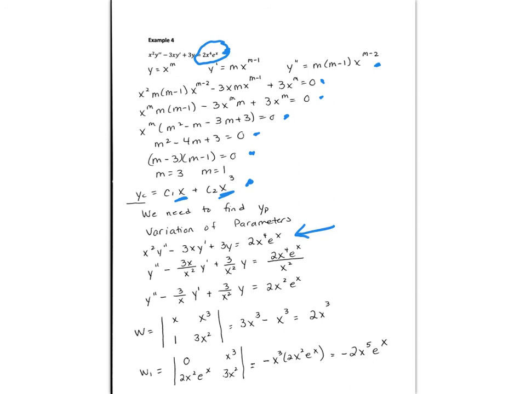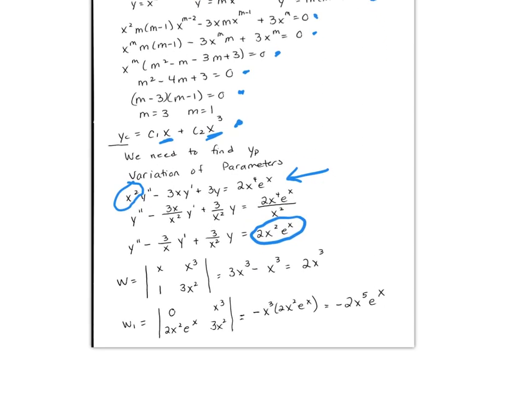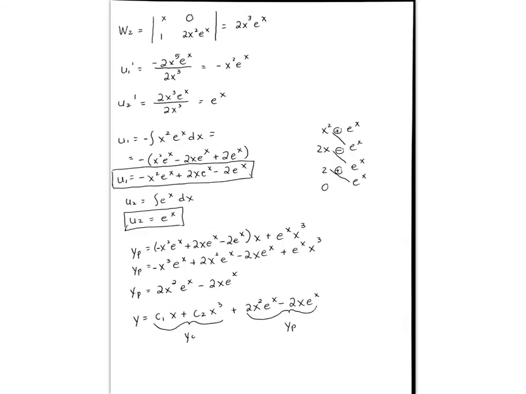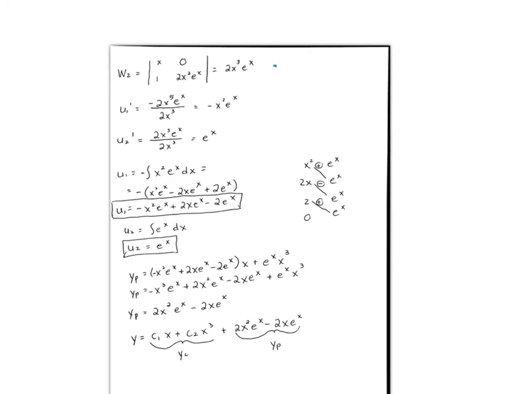If you remember step 1 for variation of parameters, your leading coefficient has got to be a 1. So I had to divide through by x squared, and that's going to change my f of x. I found my W, which is x and x cubed, came from your y sub c. Found the derivatives. There you go. W sub 1, you have a 0 here, and this is f of x. Column 2 stays the same. Simplified and got my W sub 1. Found my W sub 2.